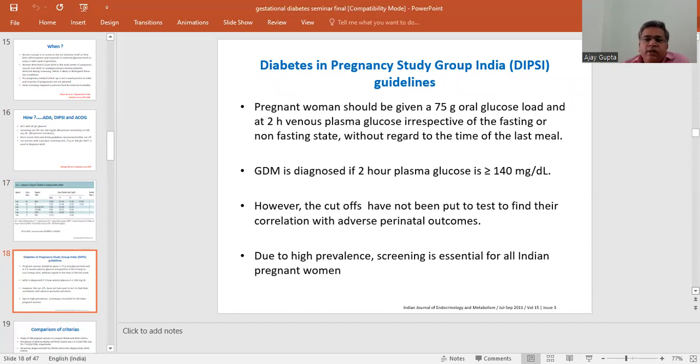But the limitation of this criteria is that this cutoff has not been studied to find out the perinatal outcome in the Indian population.